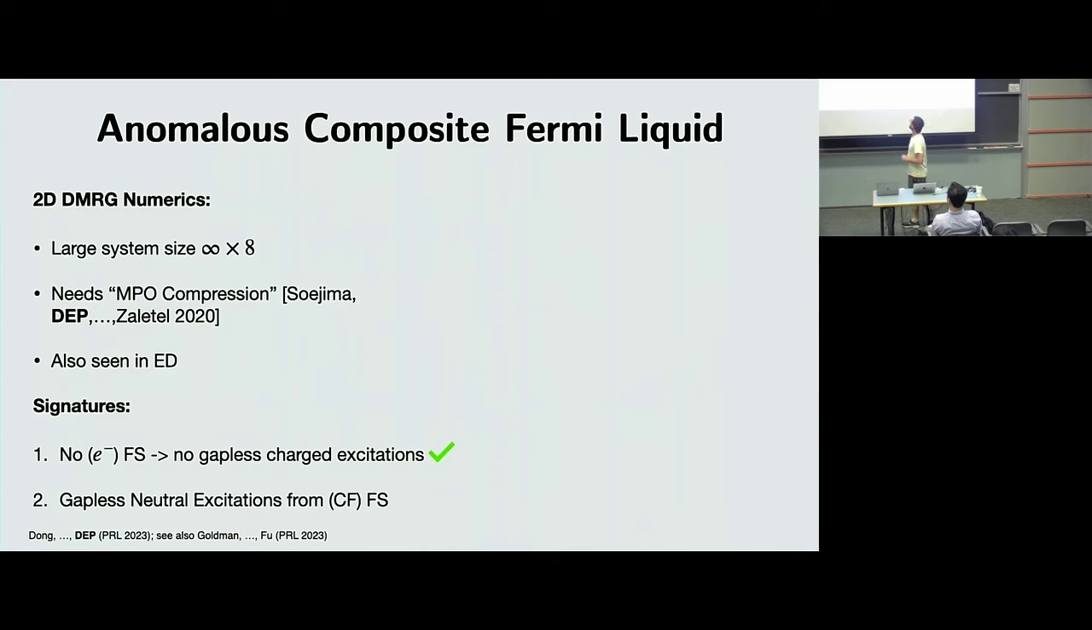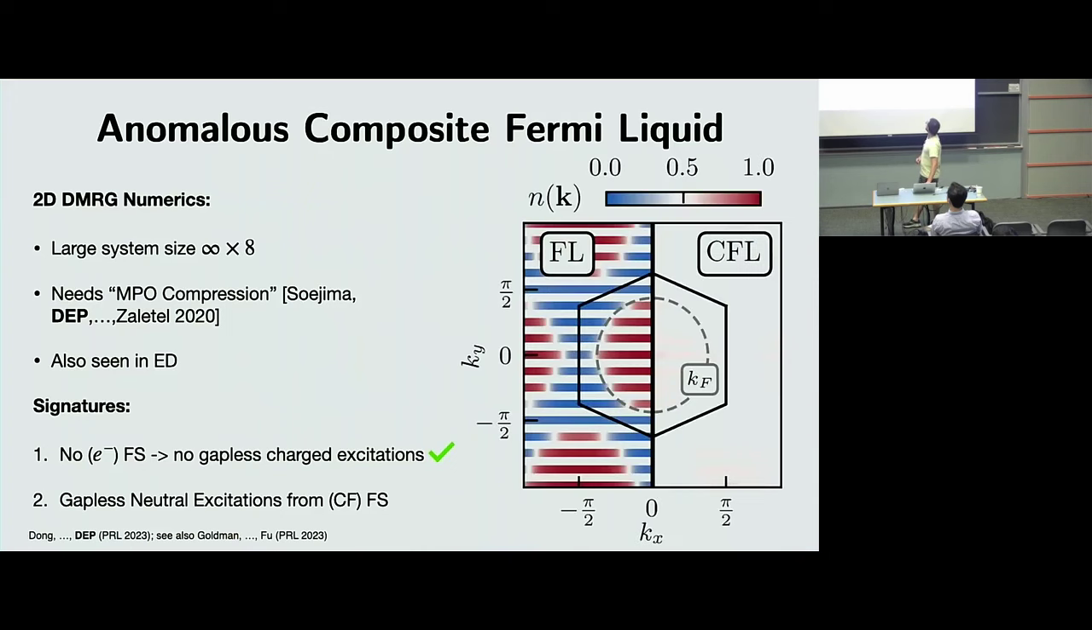And here on the right, I'm showing you what the electronic occupations look like at half filling of that Chern band. So here, I'm showing what happens under very, very weak interactions. And here I'm showing what happens at realistic interactions. On the left, you can see that there is a clear Fermi surface. We get a Fermi liquid. And on the right, there's no particular feature at the place where you would expect a Fermi surface. So here we see almost uniform occupations.